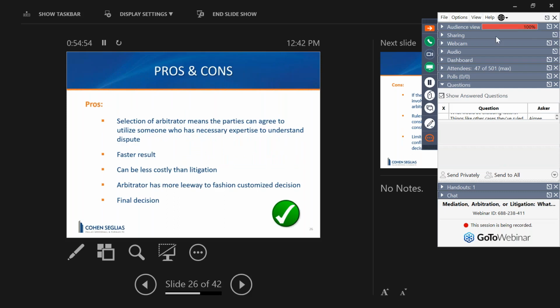The pros and cons of arbitration. The selection of the arbitrator means the parties can agree to utilize someone who has expertise to understand the dispute. Remember that most judges try every kind of dispute that you could possibly think of, from the slip and fall to the medical malpractice to breach of a sales contract, to construction. Some have more than others, but most of them are not focused on construction like an arbitrator would be.